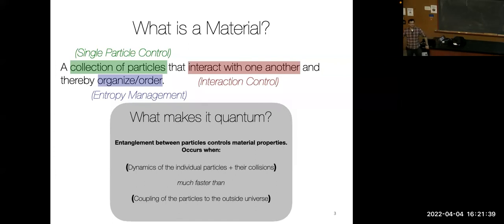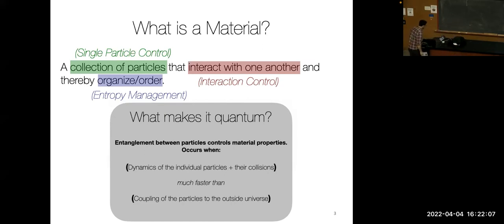So for context, what does that mean? That means that if you have a collection of marbles that are interacting with air or so forth and getting entangled with the outside universe through the air, through light, et cetera, that's not a quantum material. A single atom, which is made up of a bunch of electrons and protons and neutrons, by my definition, would be a quantum material. Its spectrum is determined by the entanglement and ordering of the electrons.